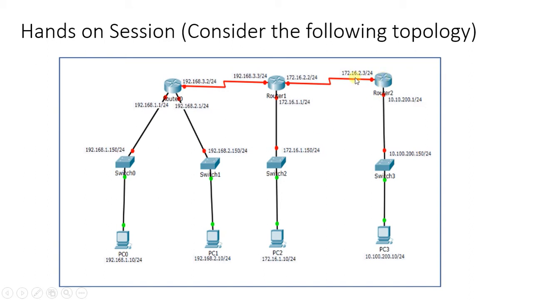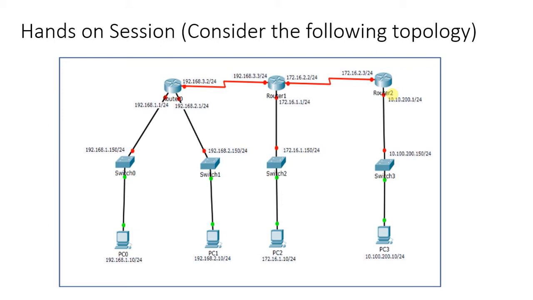Similarly, for router 2, 172.16.2.0 is directly connected through this interface, 10.100.200.0 is directly connected through this interface, and 172.16.1.0, 192.168.3.0, 192.168.2.0, 192.168.1.0 are all remote networks for router 2. Only these two are directly connected networks. Now when we have to configure static routes, we configure the routes for remote networks.